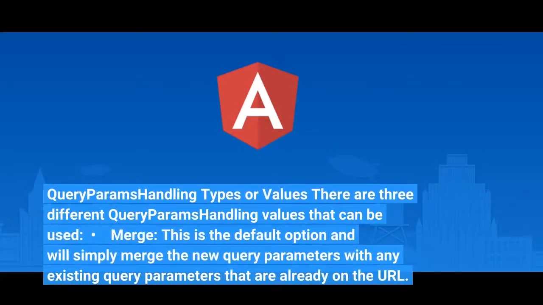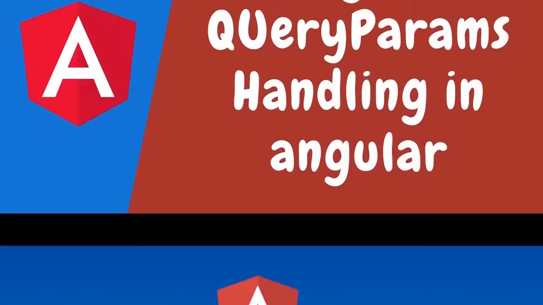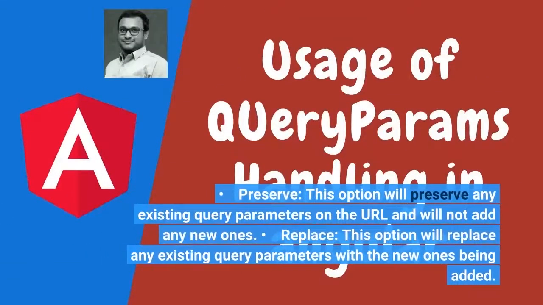QueryParamsHandling types or values: there are 3 different QueryParamsHandling values that can be used. Merge. This is the default option and will simply merge the new query parameters with any existing query parameters that are already on the URL. Preserve. This option will preserve any existing query parameters on the URL and will not add any new ones. Replace. This option will replace any existing query parameters with the new ones being added.